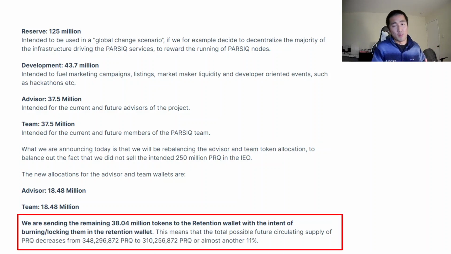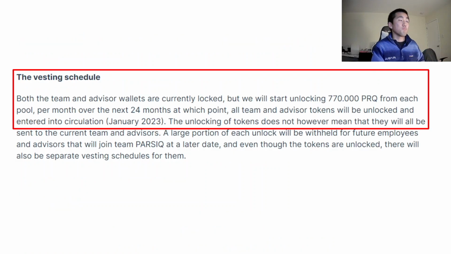So instead of 500 million tokens for max supply, it's actually 310 million tokens, which is around a 38% reduction if you think about it. And this is the type of alpha that you can get by just digging deeper into projects and trying to do more fundamental research.